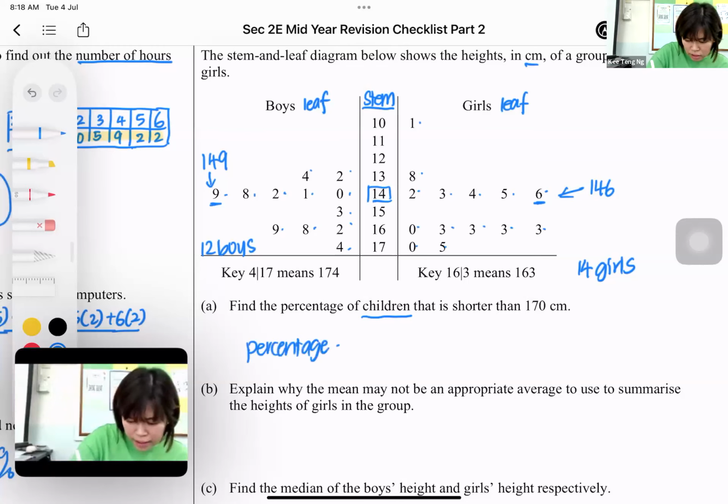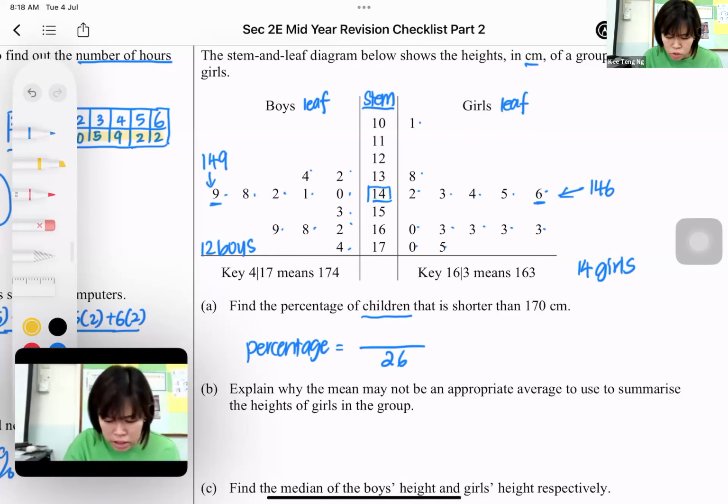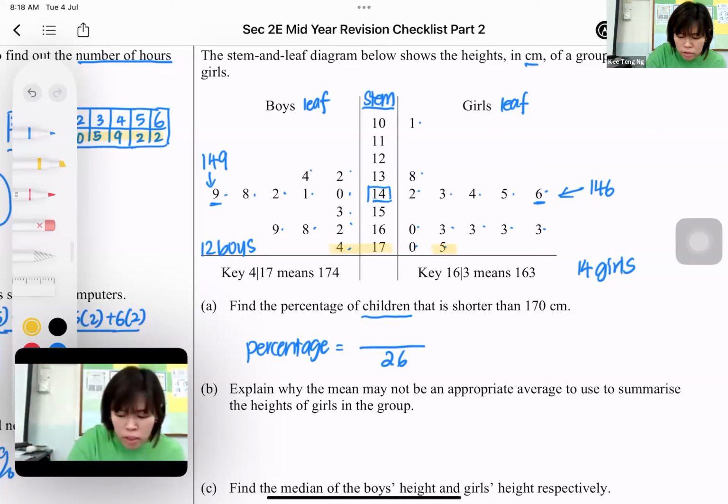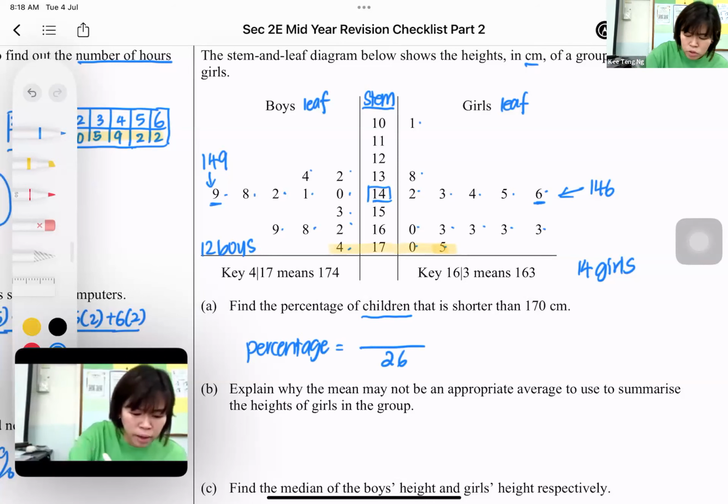So for my percentage, we have 26 children. They say shorter than 170. So 170 shorter. These are the people shorter than, can it be equal to 170 or not? Oh, it cannot be equal to 170. So these are the people who are 170. So my total number of children, 1, 2, 3, minus away 3 of them. So I will have 23 children out of 26 children.